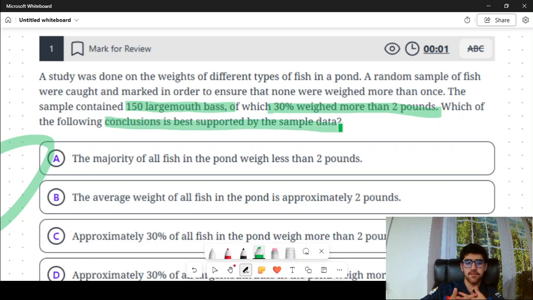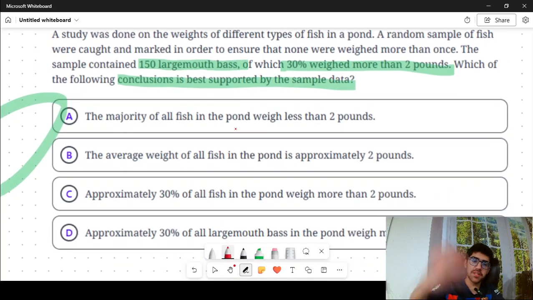So here's one of the infer or conclude something based on the data questions. For this one, you can see the first two sentences were basically meaningless. We're just going to have to read each option and determine which one is best supported. You might have two of them that seem supported, but you have to find the one that is best.